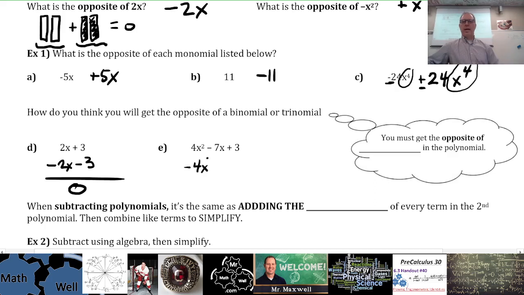negative 4x squared. Would it be plus 7x here next, you think? Yeah, plus 7x. And then minus 3. I like it. Everybody agree? Okay, pretty easy so far, right? And this is a very huge part of subtracting. So you must get the opposite of every term in the polynomial. The opposite of every term we're going to put in there, if you can fit it in there. Every term.